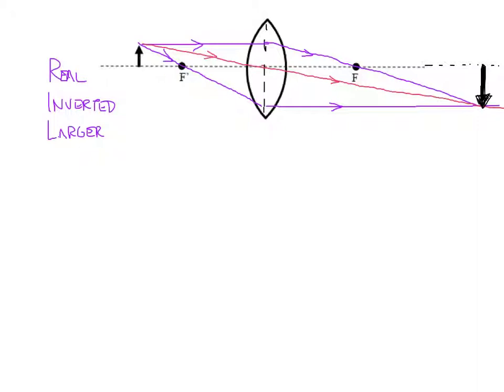So now we want to do the math to kind of show it all. So the things that are given are the focal length of this lens is given as 20 centimeters, and the height of the object is 2 centimeters, and we're placing the object a distance of 30 centimeters from the lens.